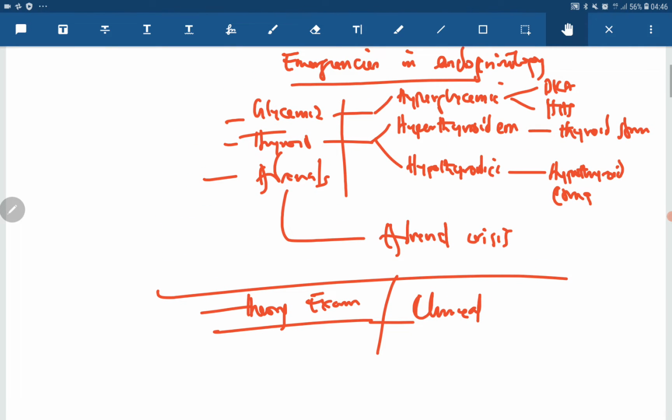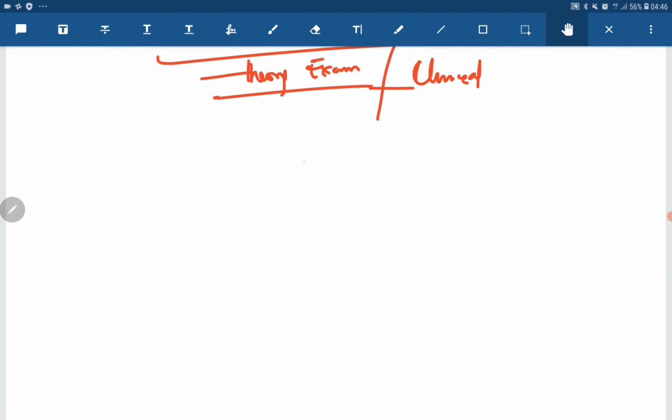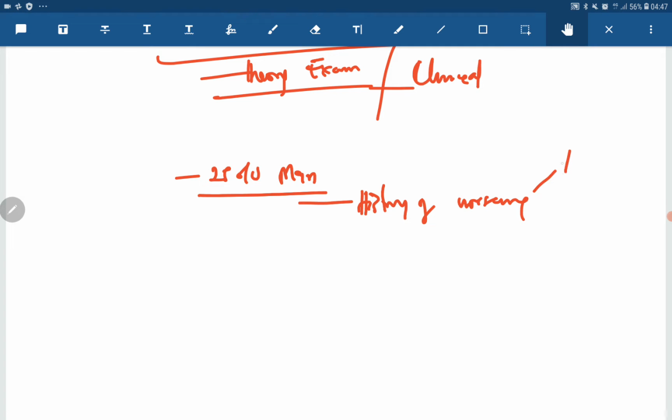Now, the first one we look at is DKA. Now, for DKA, usually you have a patient who presents with, let's say, a 25-year-old man, and then presents with the history of worsening polyuria, polydipsia, polyphagia, and it has these features, let's say a week's duration.